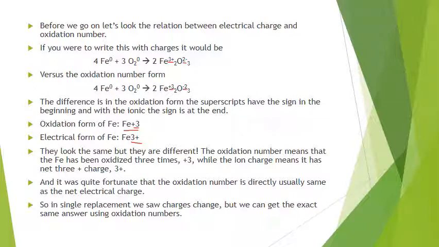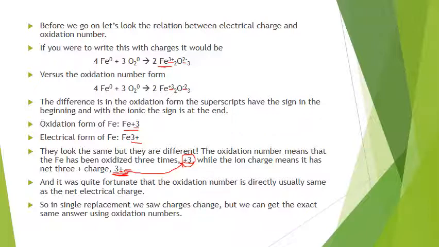So why is this? Again, the oxidation numbers are empirical. They came first, before they knew about charges. And the oxidation number means that the Fe has been oxidized 3 times, so it has +3, while the ion form means it has a net 3 plus charge, so 3 pluses. Fortunately, it turns out that these two things are exactly the same thing. This is an empirical number that is actually backed up by a theoretical number.